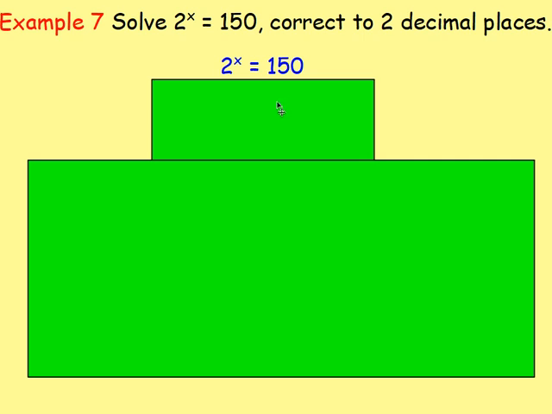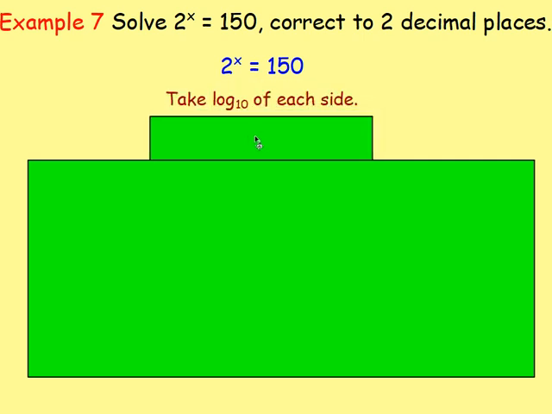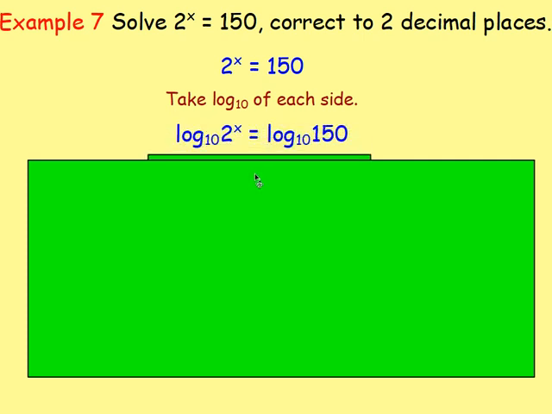Let's apply log rules to bring the index down. But to apply log rules, we need logs. So let's take the log of both sides. Remember the calculator button. The log means log base 10, so let's take log base 10 of each side. So we'd have log base 10 of 2 to the power of x equals log base 10 of 150.